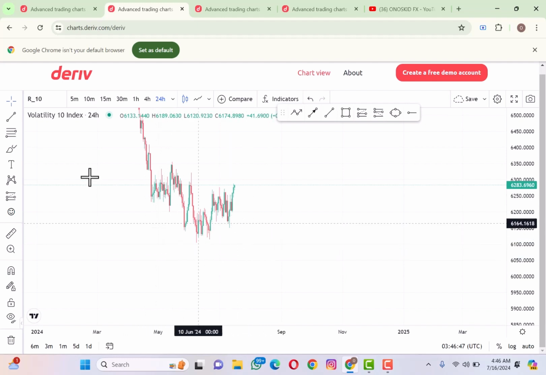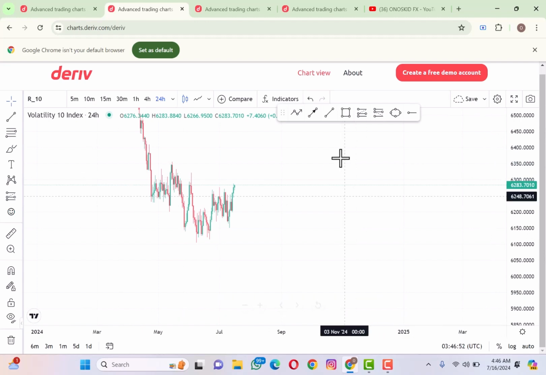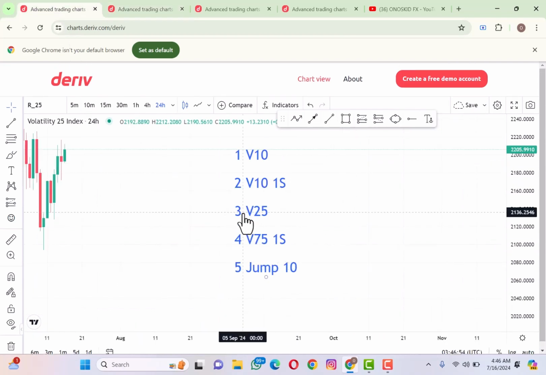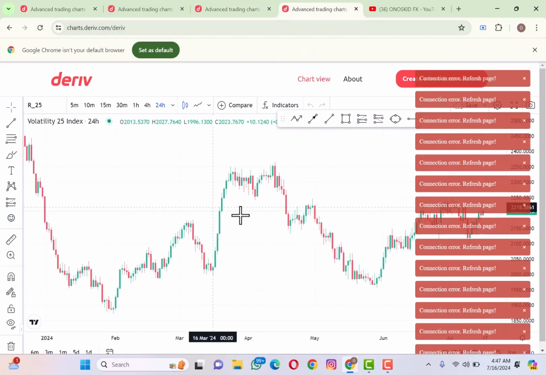But it all boils down to you trying to understand how this market works. So the next pair that we have here is what? V25 index. This is V25 index on the 24-hour time frame.